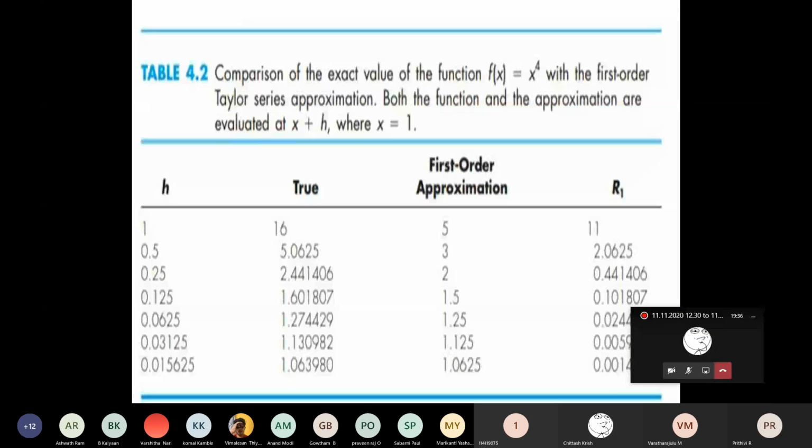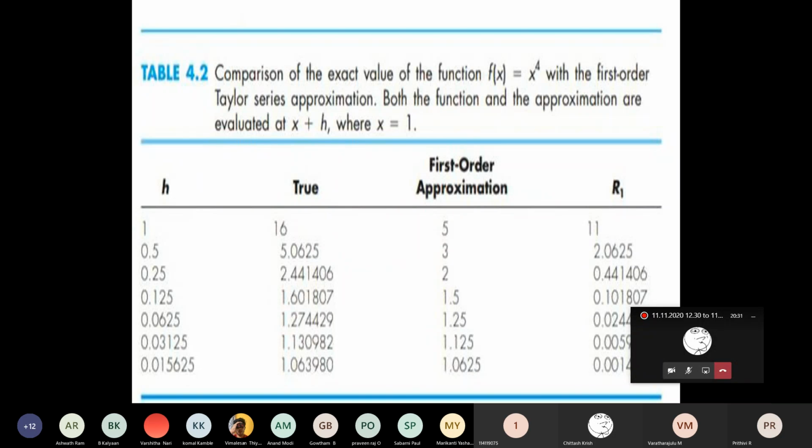Here we have taken the function f of x equal to x power 4, and taken different values of h. For h equal to 1, x0 we have taken as 1. So x1 will be 2. So 2 power 4 is 16. So the true value is 16. And the first order approximation is 1 plus m, which is 4, into 1. So 1 plus 4 into 1 is 5. So the first order approximation is 5. And R1 is nothing but the error. So the difference here is 11.